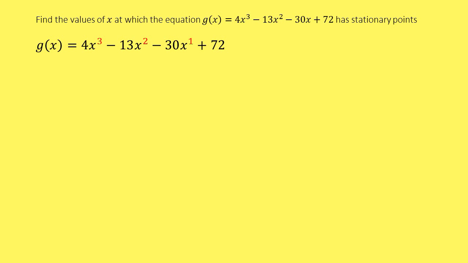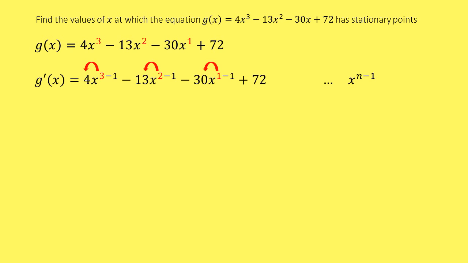We must note the powers 3, 2, 1 and 0. Firstly, we are going to multiply the x coefficient by the power. For example, the power of 3 multiplied by the x coefficient 4, 2 multiplied by minus 13, and 1 multiplied by minus 30. We end up with 3 multiplied by 4x to the power of 2, minus 2 multiplied by 13x, minus 1 multiplied by 30.